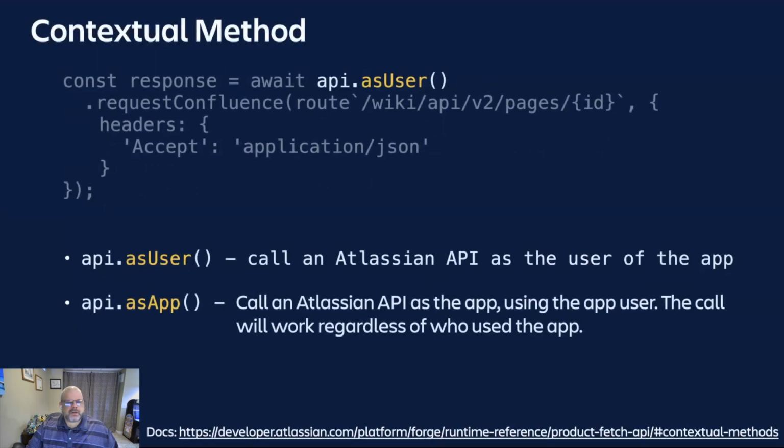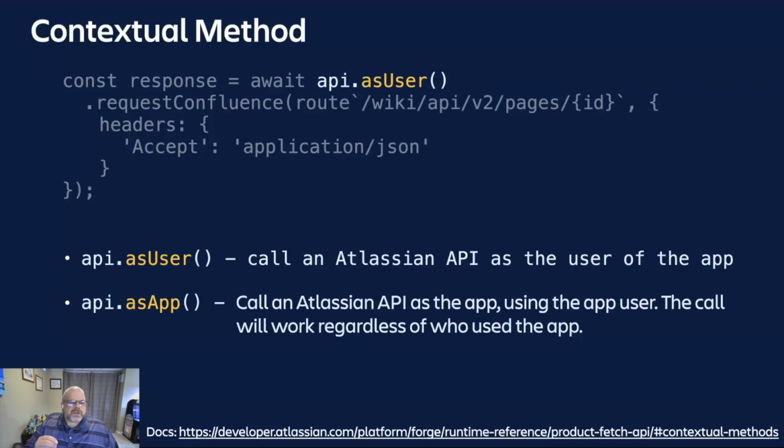So the first part here is, how do we want to call our endpoint? Do we want to do it as the user of the app? So I'm logged into Confluence. So api.asUser will call the endpoint as me. Or if you're navigating the page, it will call it as you. And so that call will have all of the permissions that you have. So it will return it back to you. If you don't have access to that page, you won't get any information back.